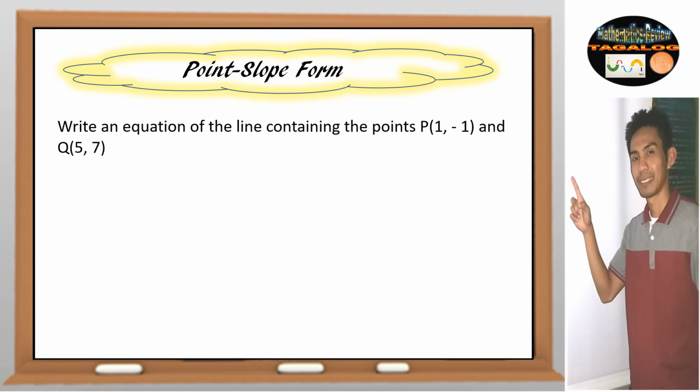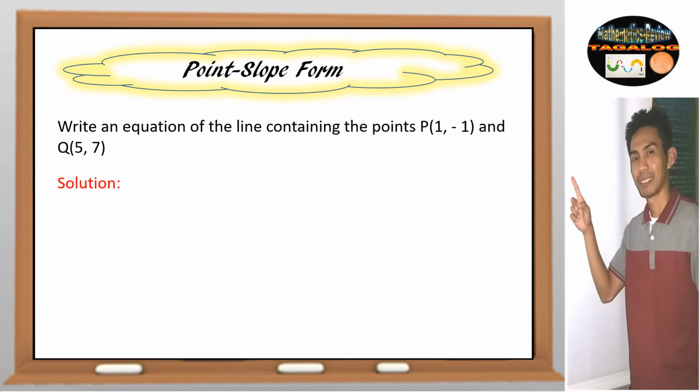Okay. Write an equation of the line containing the points P, 1, negative 1, and Q, 5, 7. So mapapansin natin na wala tayong slope. Ano po? Points lang ang mayroon tayo. Dalawang points. 1 and negative 1 and Q, 5, 7. Ang unang gagawin natin is to find the slope.